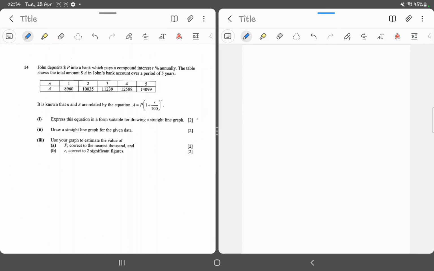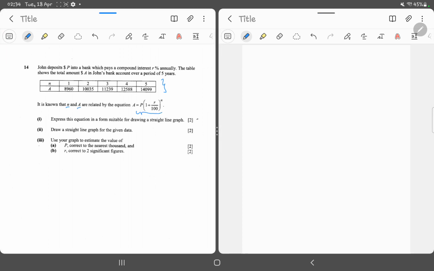So John deposits P dollars into a bank which pays a compound interest R% annually. So the table shows the total amount A dollars in John's bank account over a period of 5 years. So N is 1, 2, 3, 4, 5 years. And A will be the total amount in John's bank account after that period. So that is the table over here. So it is known that N and A are related by this equation over here.